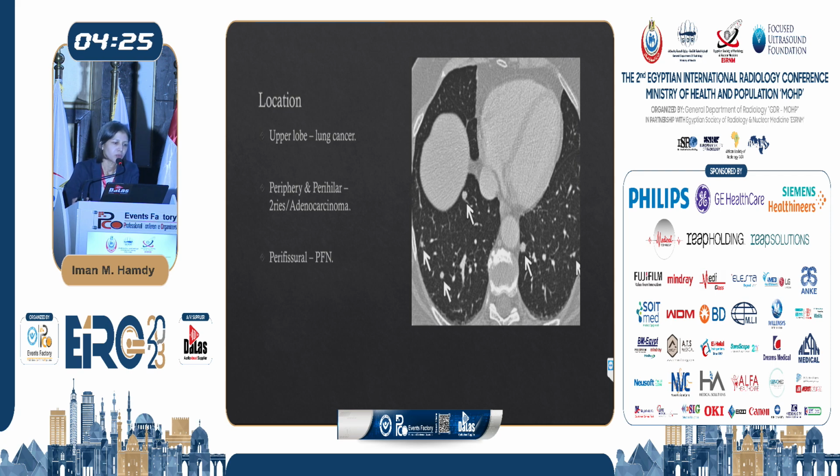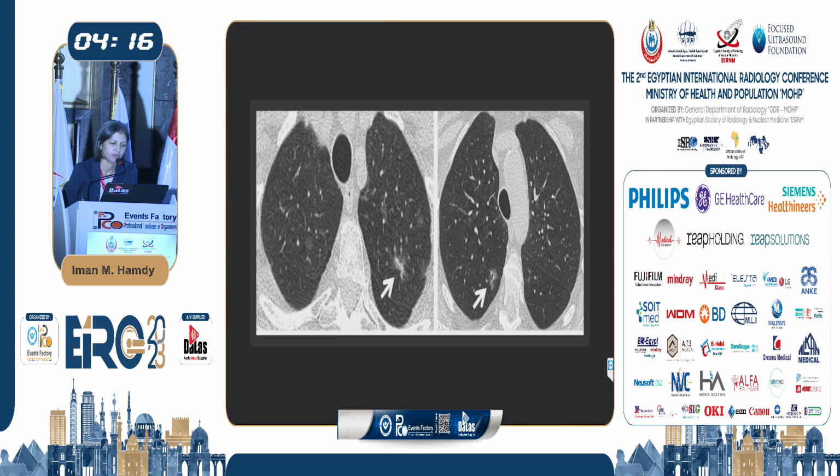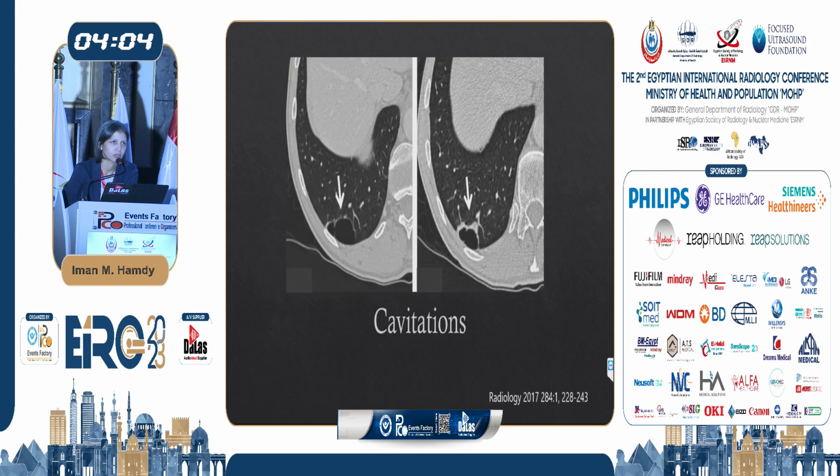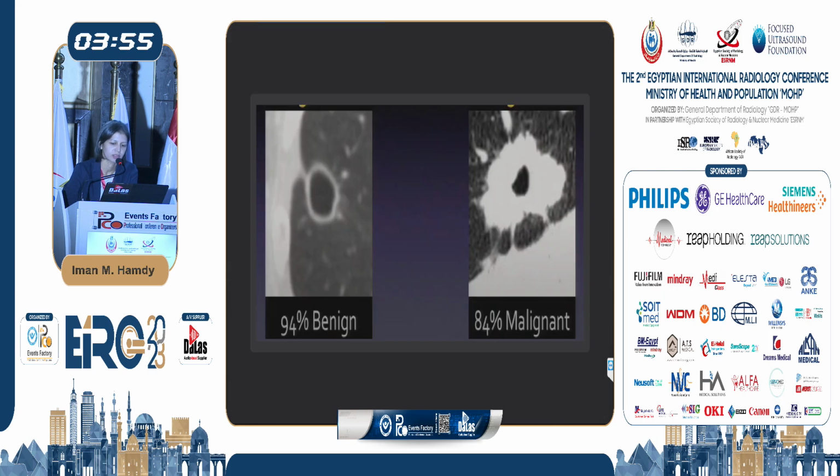The location also is important. The upper lobes are usually malignant. The periphery and the perihilar could be secondaries or adenocarcinoma, and the perifissural intrapulmonary lymph nodes. This is a case of bilateral multifocal adenocarcinoma. Other internal characteristics are cavitations, and we have here to look properly at the margins of the cavity. The thin margin is more towards benign, and the thick, irregular margin is more towards malignancy. Very wide range of percent.